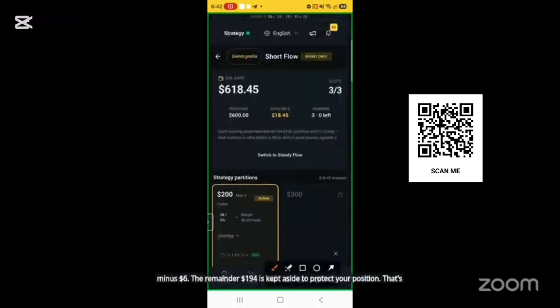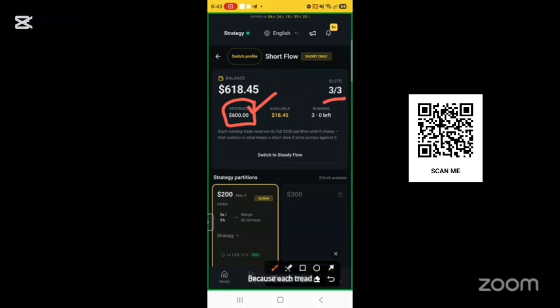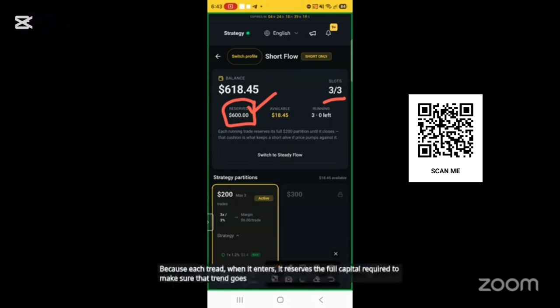That's why you can see Reserved here. They are telling me reserved is 600. They have already reserved over $600 on the 3 trades that are running, because each trade, when it enters, reserves the full capital required to make sure that trade goes in your favor.